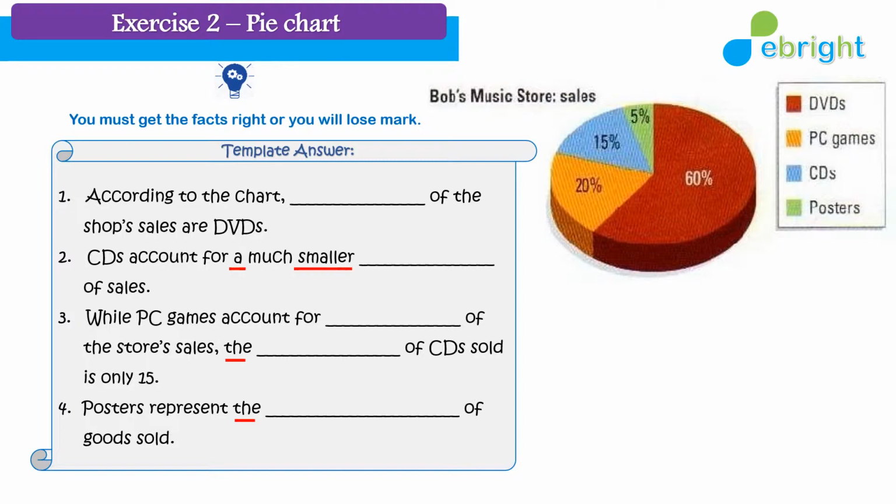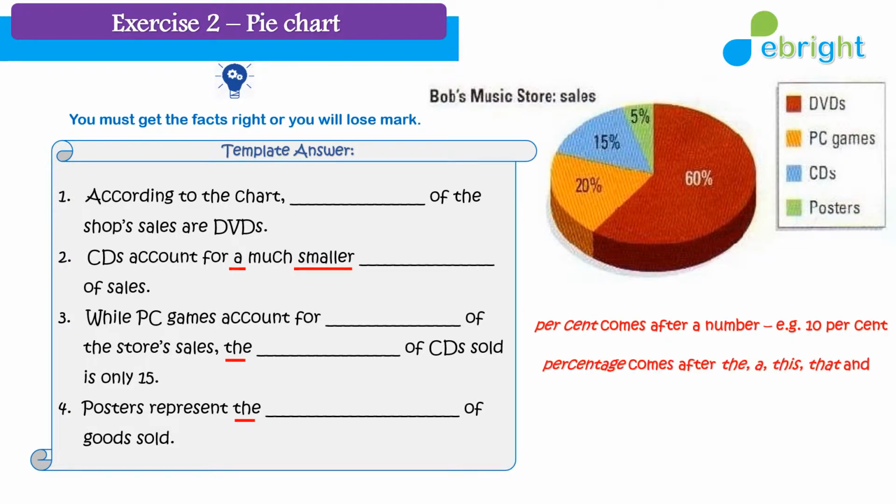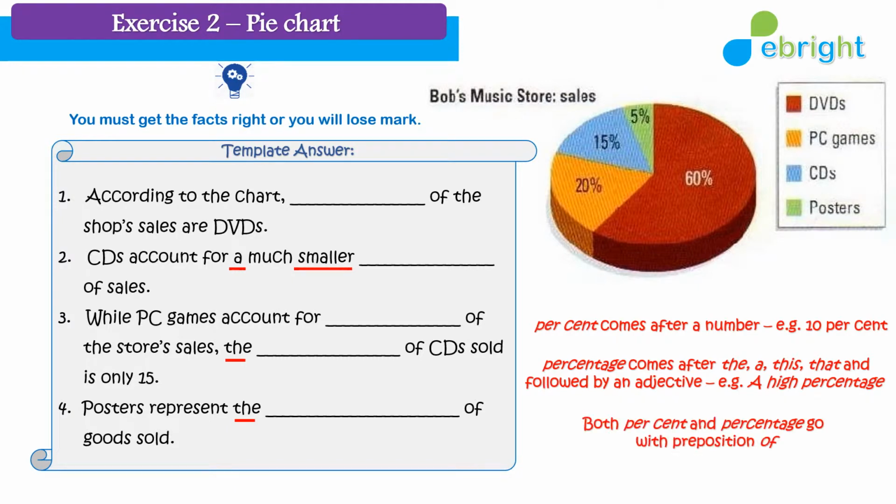We can use the template answer here, and we should put the data correctly. Let's see what kind of expression we can use to fill in the blank. So this is a template. Later you can just change the subject, object, and also the data. Percent comes after a number, for example 10% of. The word percentage comes after an article, the, a, this, that, and it's usually followed by an adjective, for example a high percentage of. Both percent and percentage go with the preposition of.